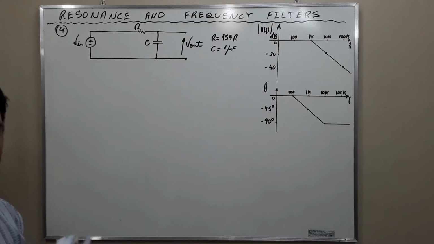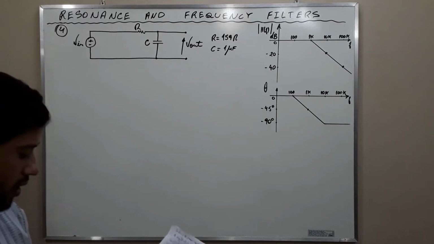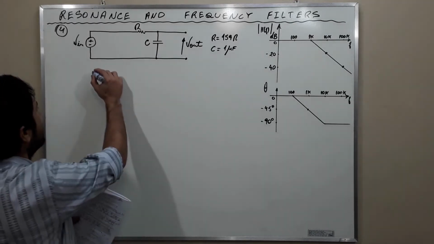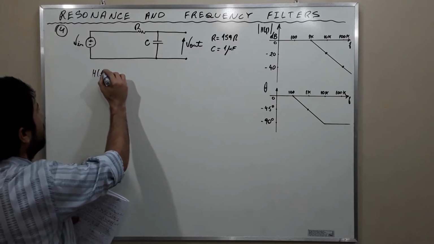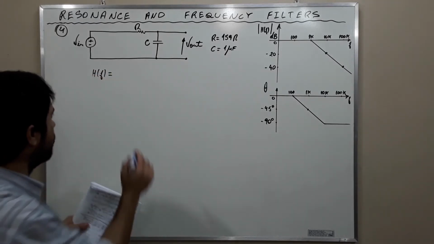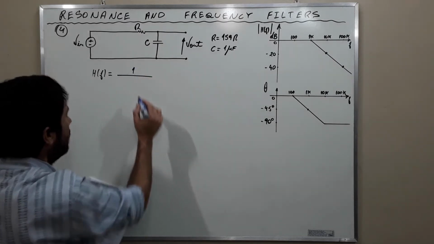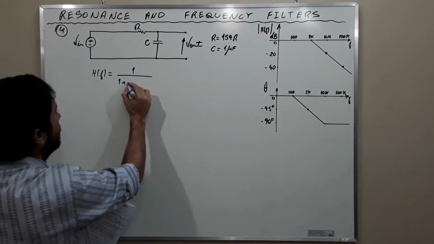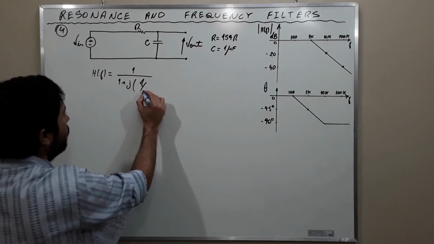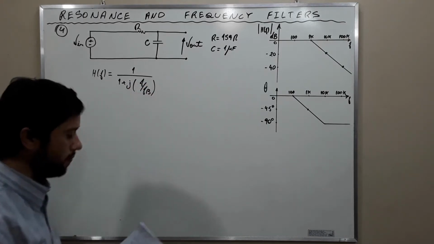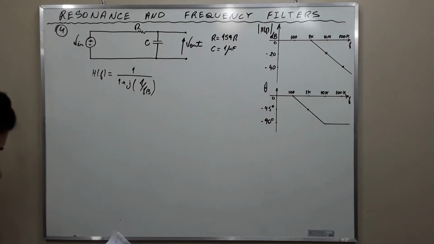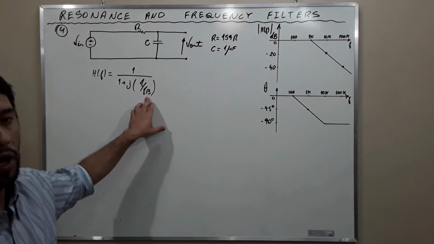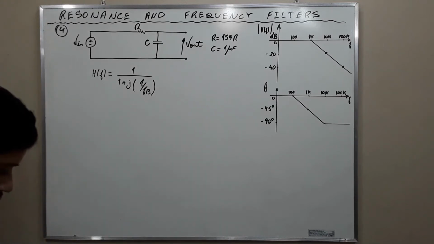As we saw in the previous exercise, the transfer function for the RC connection is H of f is equal to 1 over 1 plus j f over f B. Okay? Where f B is called the resonant frequency or the half power frequency. Some people call it the cutoff frequency as well.